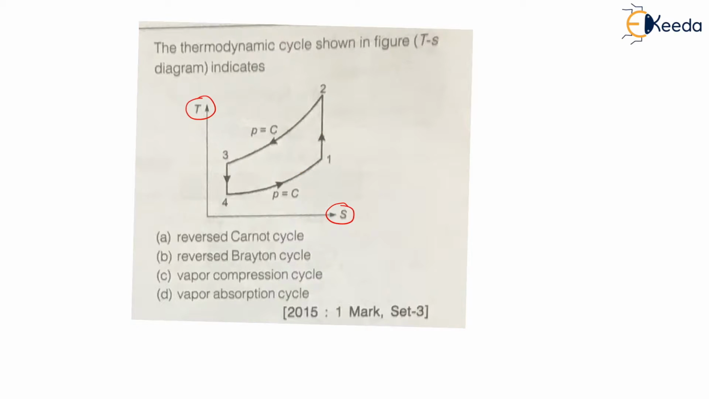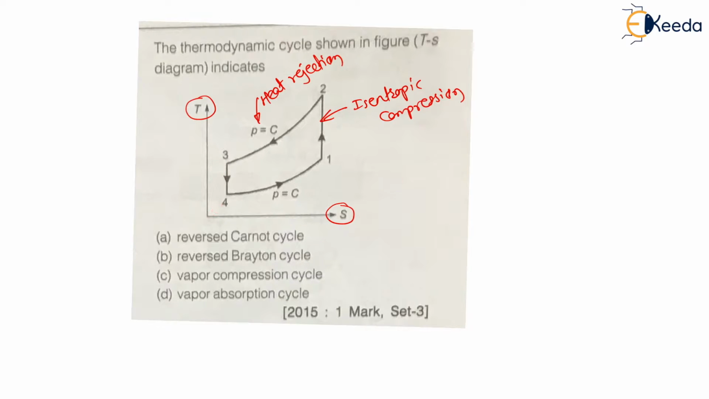Now my dear students, the very first process, 1 to 2, is a vertical line, meaning it is isentropic, and as the temperature is increasing it is compression. Therefore the first process is isentropic compression. Now the second process, 2 to 3. Here temperature as well as entropy is decreasing at constant pressure. Therefore it is constant pressure heat rejection.